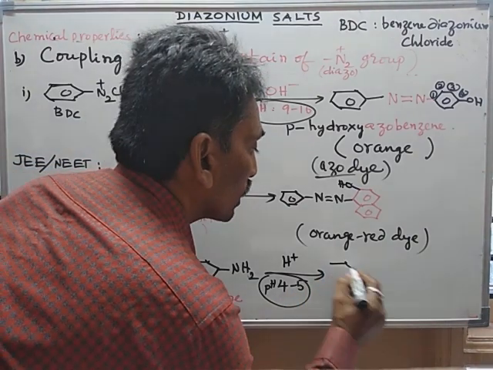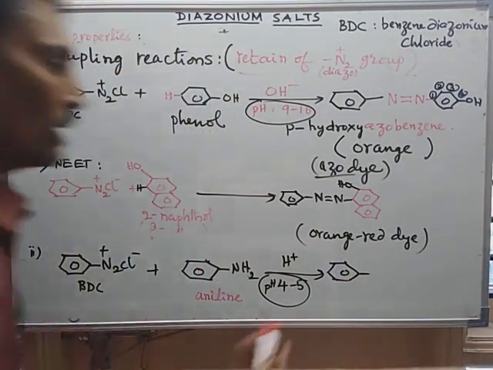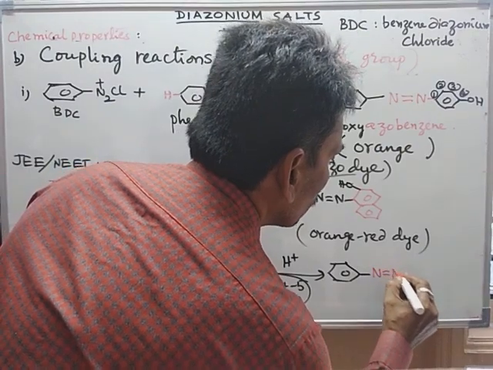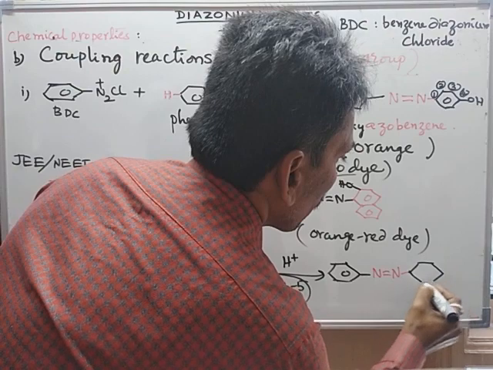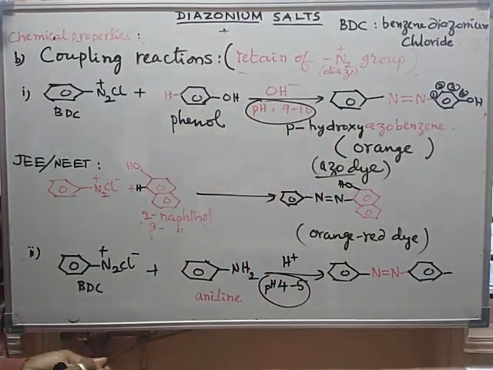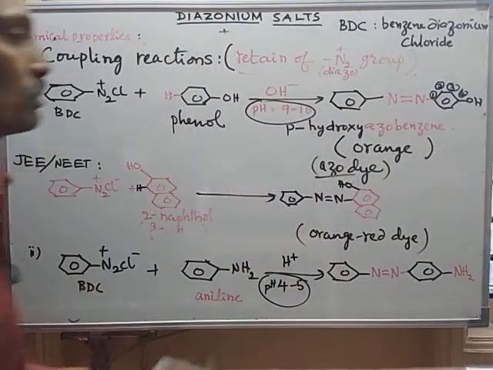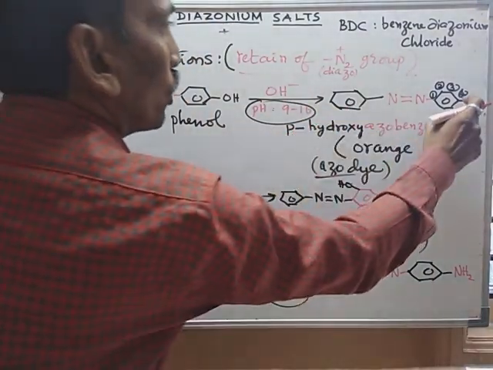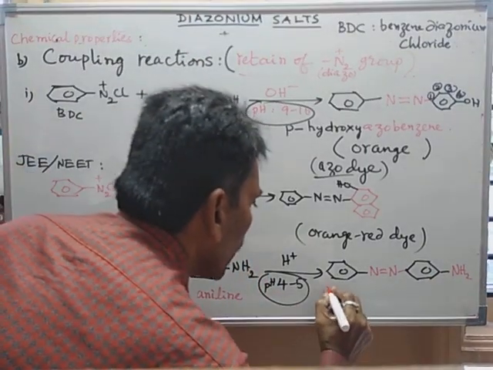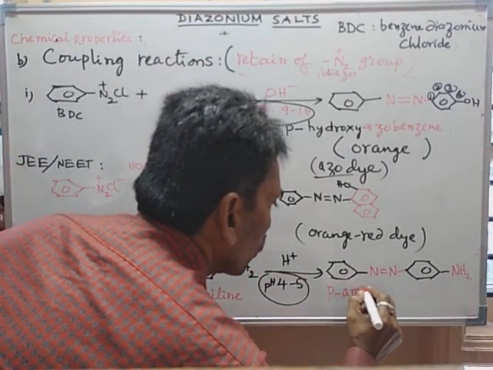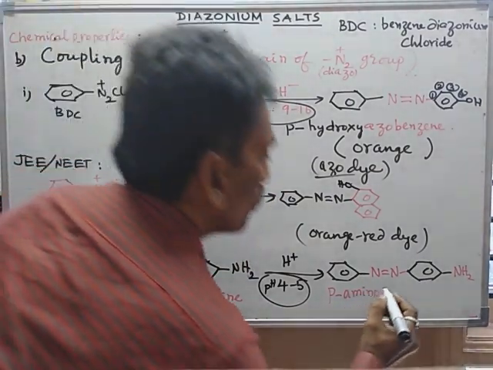Yes, how do you write the product? Benzene as usual, and it is attached with which group? N double bond N, that is called the diazo group, that is with another benzene ring, and this is attached with NH2. Copy the name from the previous case. Like the OH position, here it is NH2, a para amino group, and the remaining structure is known as azobenzene.